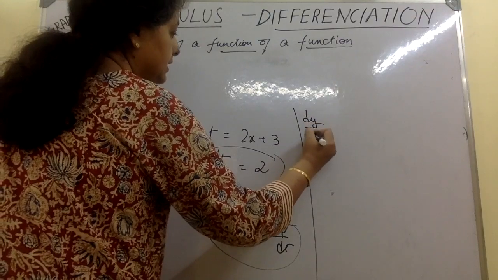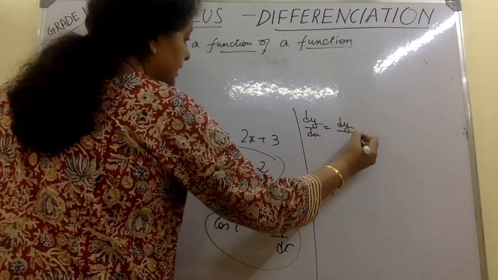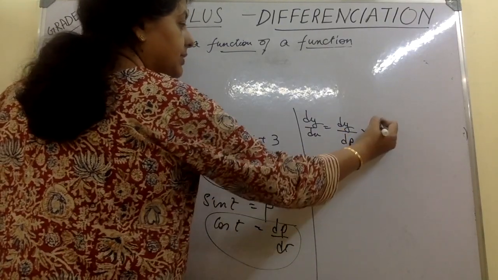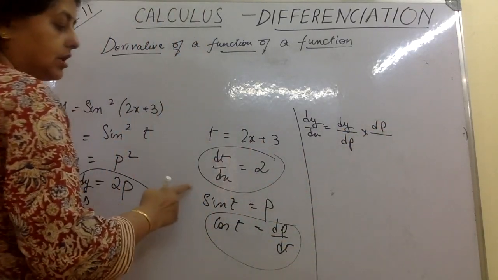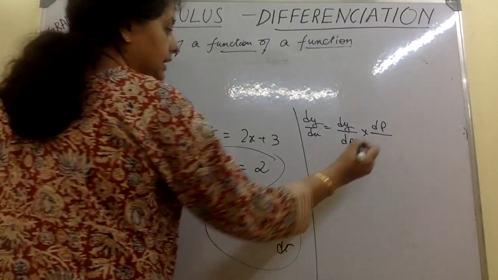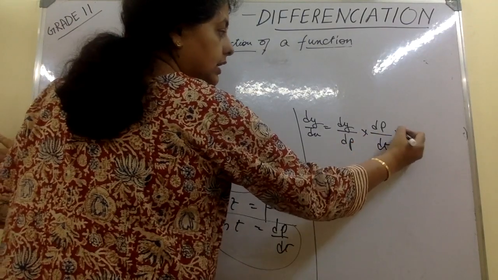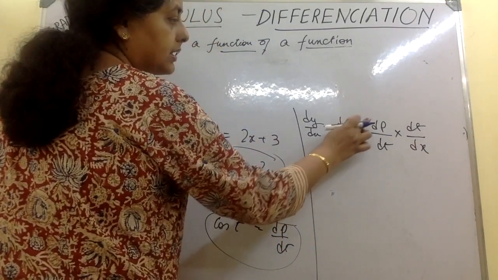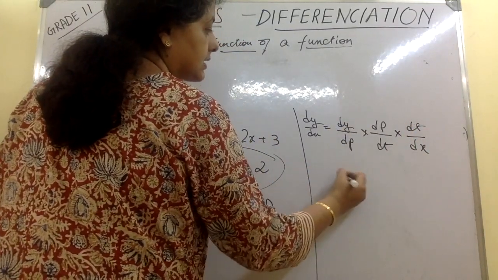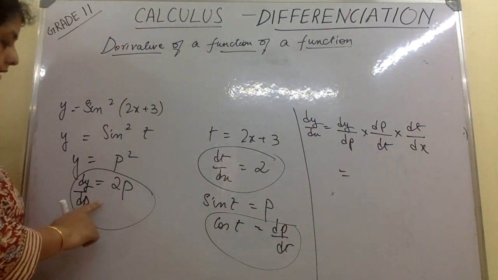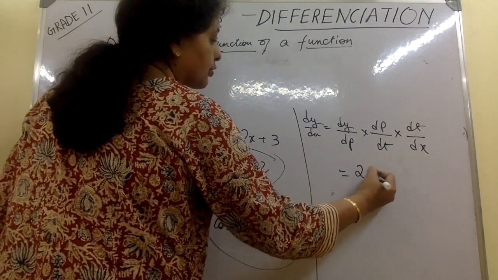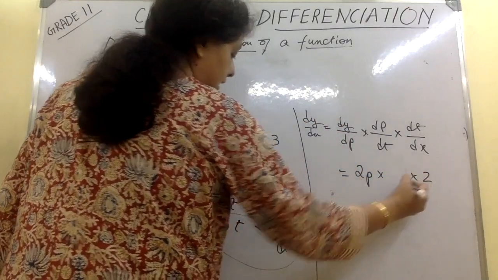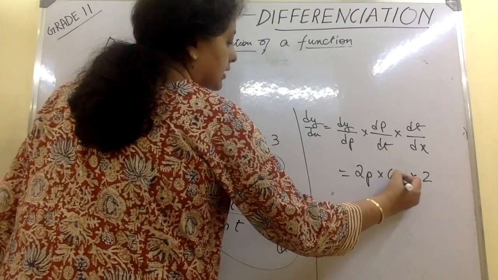dy by dx is dy by, the first thing is dp. If you have dp, look for dp by something. It's not that difficult, dp by dt. If you have dt, look for dt by something. And we have this. See, dp cancels, dt cancels. So dy by dp is 2p. Now keep substituting and write this, it helps. dt by dx, that's 2, and this is cos t.